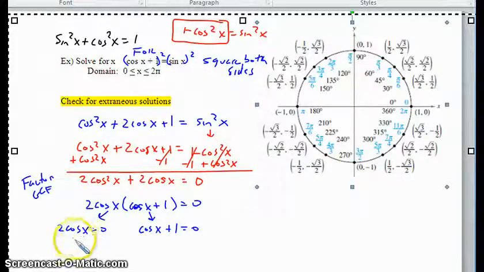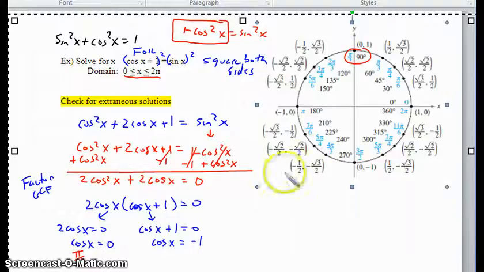So here I'm going to end up with cosine of x equals 0 when I divide by 2, and cosine of x being equal to -1. So let's go to our unit circle, where all the cosine values of x equal to 0, that would be right here. Again, my domain says it's between 0 and 2 pi, so I want to give it in radians. So it would be pi over 2, and also 3 pi over 2. For this one, where is cosine equal to -1, it appears at pi.